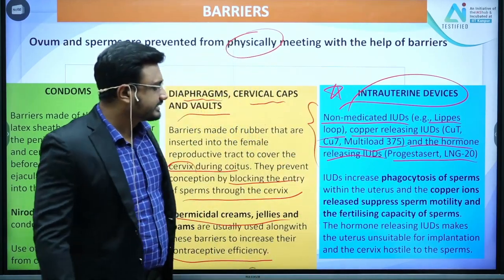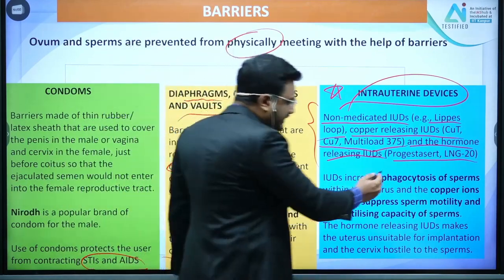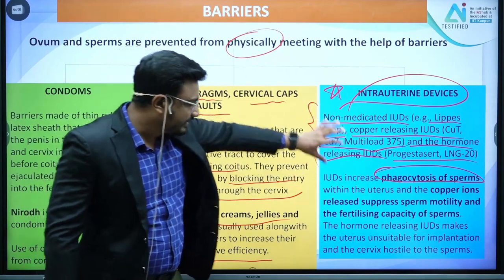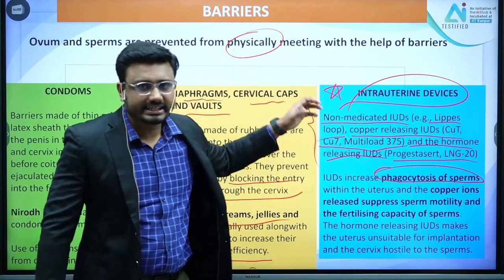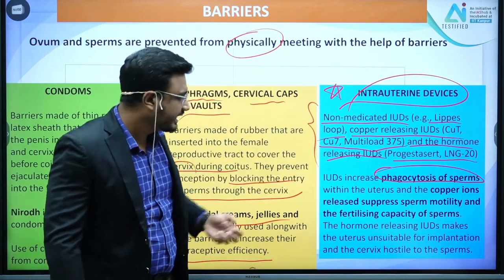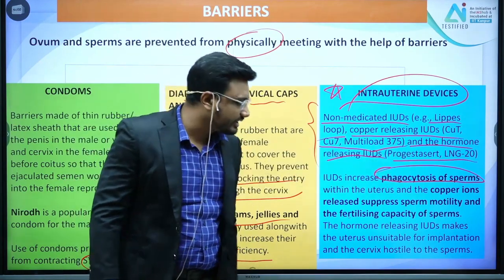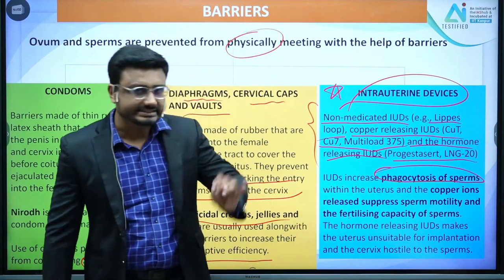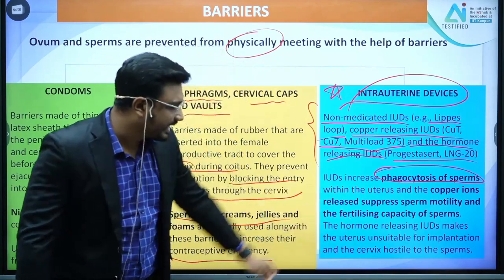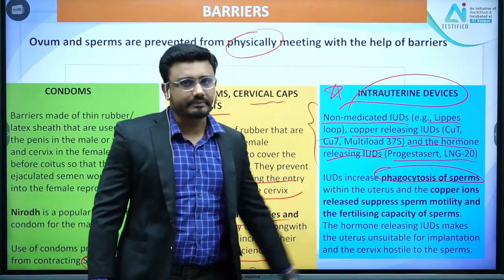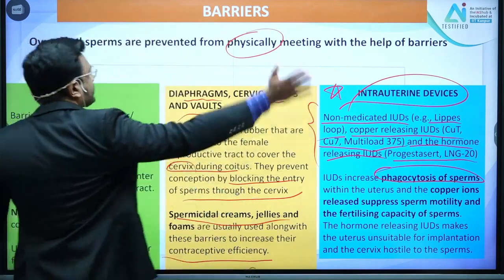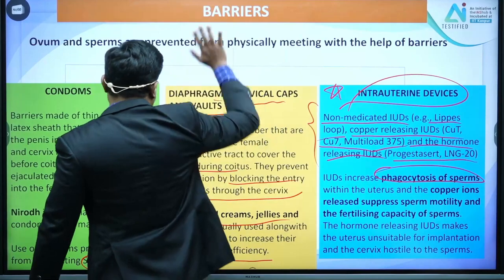So IUDs, intrauterine devices, increase the phagocytosis of the sperms within the uterus, and the copper ions suppress the sperm motility and the fertilizing capacity of the sperms. The hormone releasing IUDs make the uterus unsuitable for the implantation process, and the cervix remains hostile to the sperms. So now let us move to the next concept.